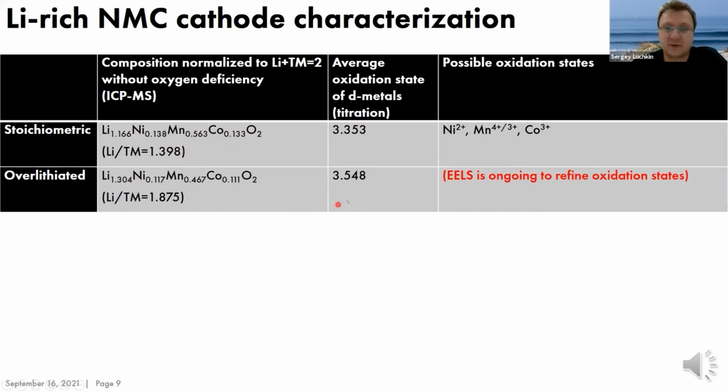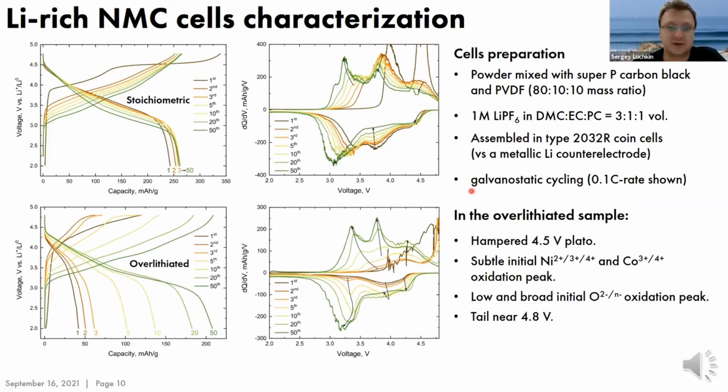And we performed titration to measure valence states of d metals. And as expected, in the overlithiated case, it was higher. But unfortunately, titration cannot discriminate individual oxidation states of d metals. So we are currently running XAS experiments to refine oxidation states of nickel, manganese, and cobalt. These powders were used to prepare cathodes, which were assembled into coin cells.